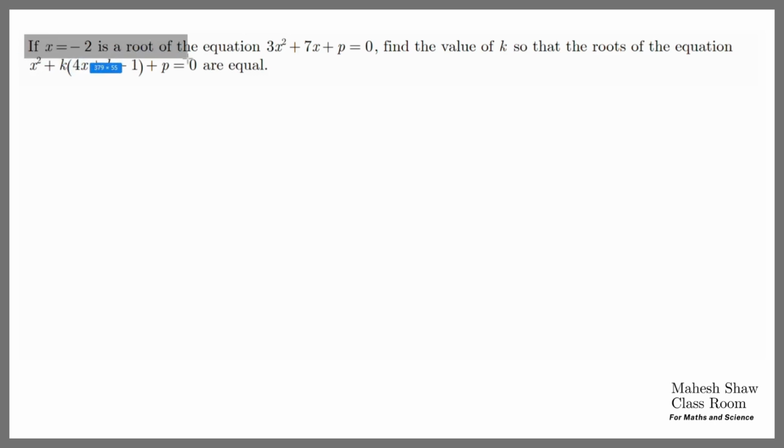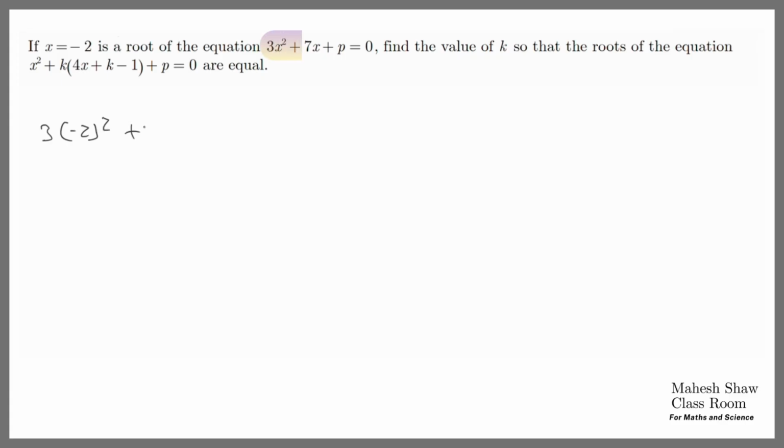So we are given x is equal to -2 is the root of this equation, and we have to get the value of k, and further it's given that this has equal roots. So first thing that we will do is to plug in x as -2 in this. As -2 is the root of this equation, it should give you the value of p here.